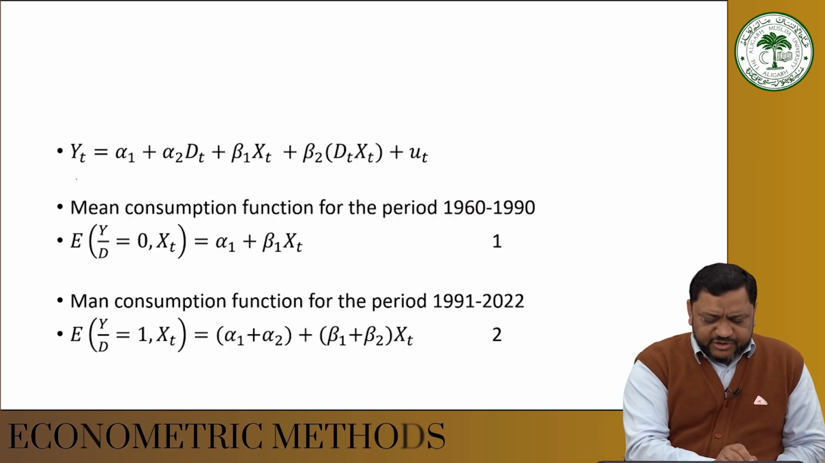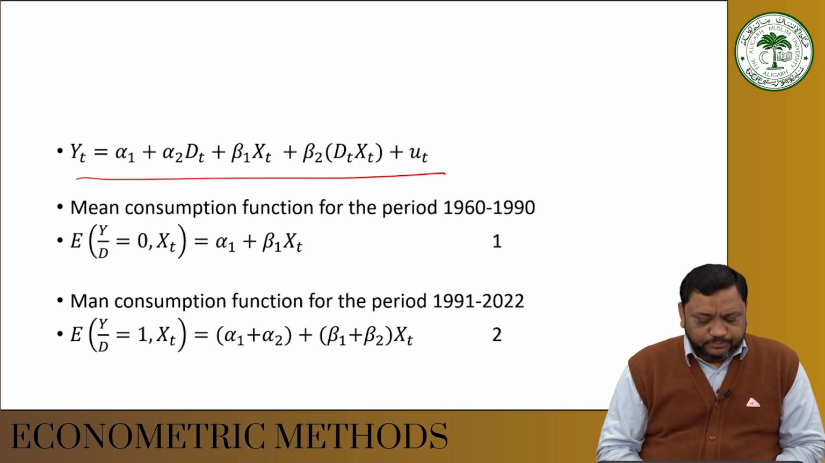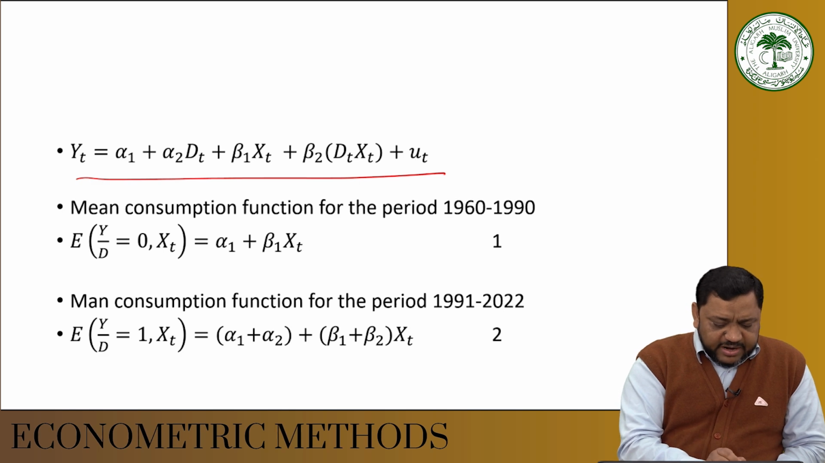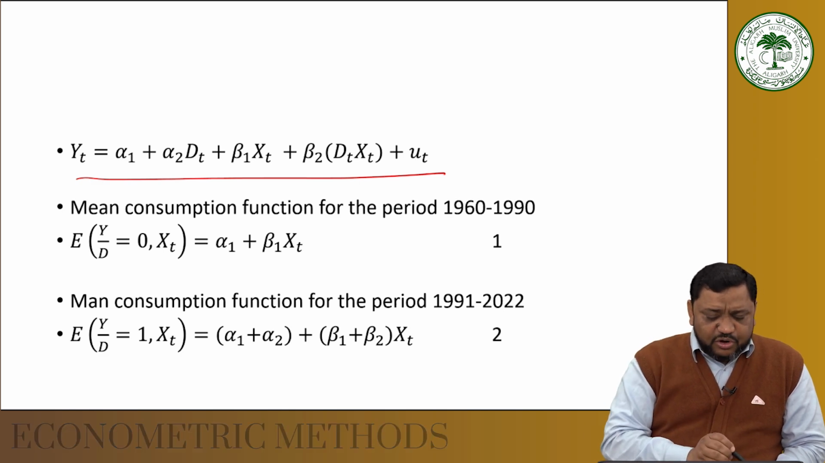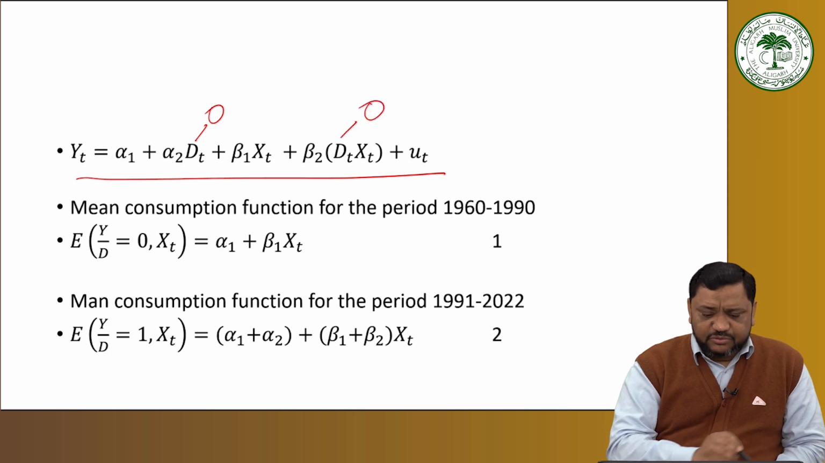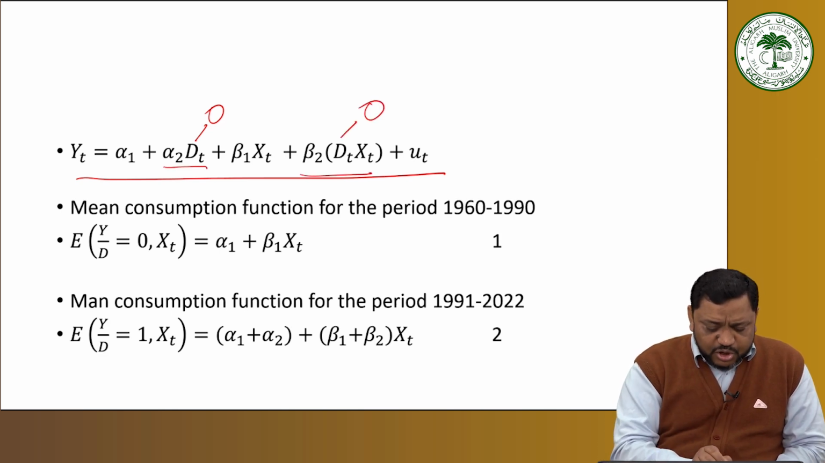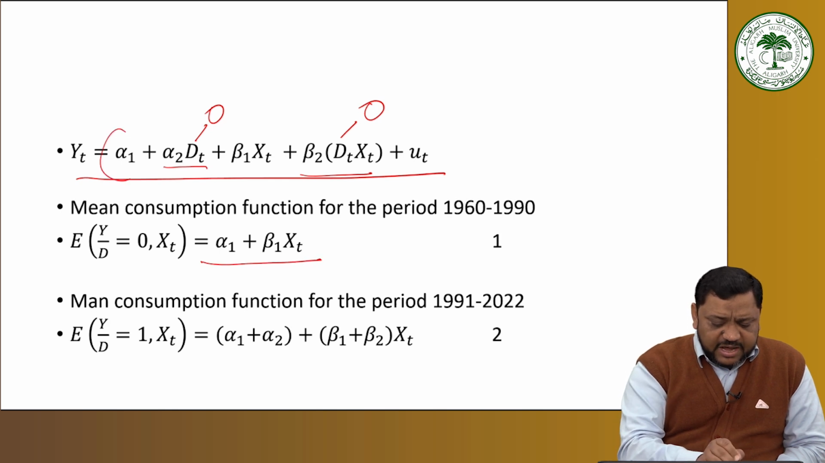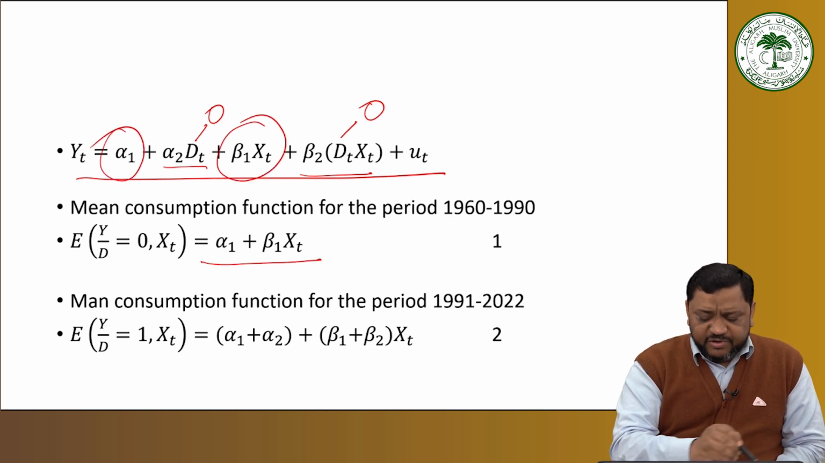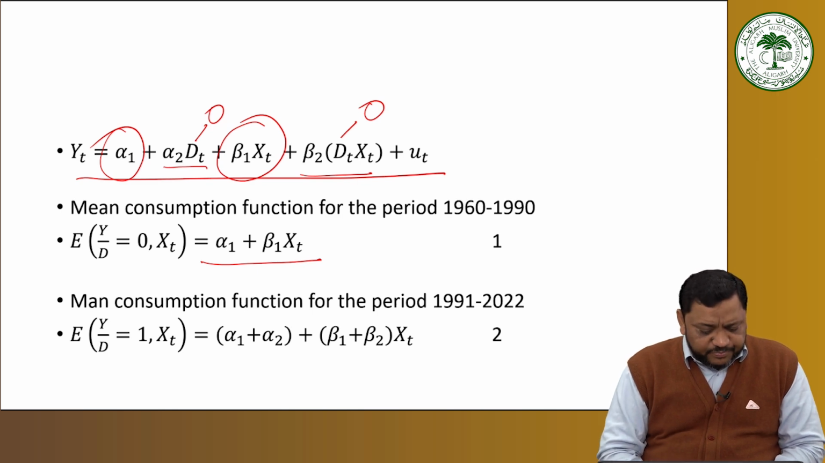So we take the same equation. When the dummy is 0, this term becomes 0 and this term becomes 0, so this entire thing becomes 0. You are left with only alpha 1 plus beta 1 xt. The error term ut is there, but at the moment we ignore it.